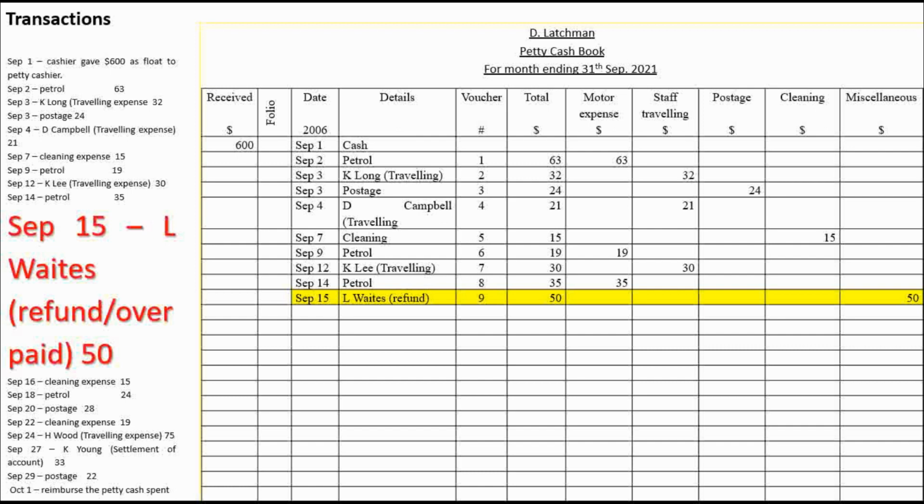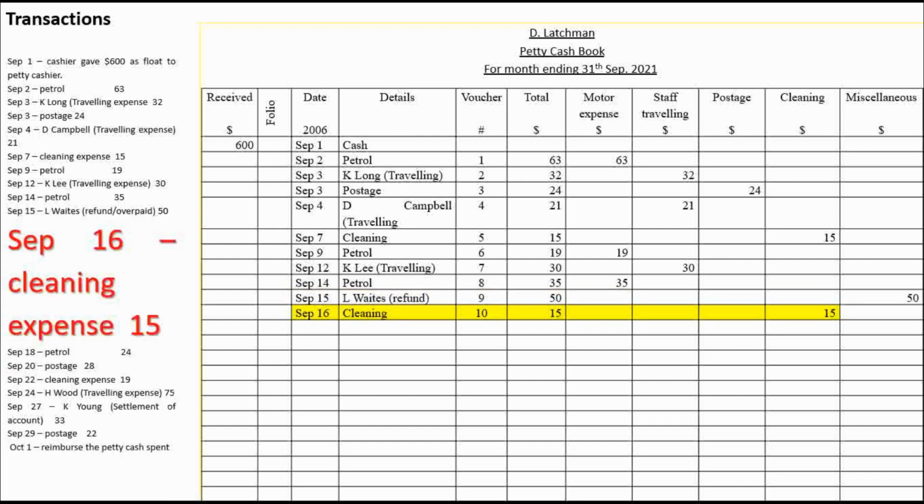15th of September, L Waits refund overpaid $50. Now this transaction here does not fall within motor, staff, postage, or cleaning expense, so it will be placed in the miscellaneous expense. The miscellaneous expense is a column that is placed there for transactions that do not fall into the normal type of expense. It's an extraordinary expense.